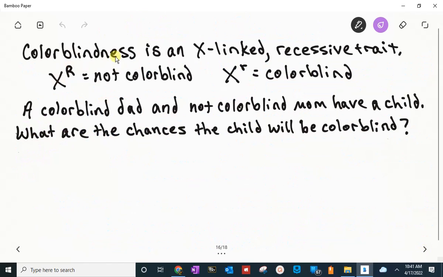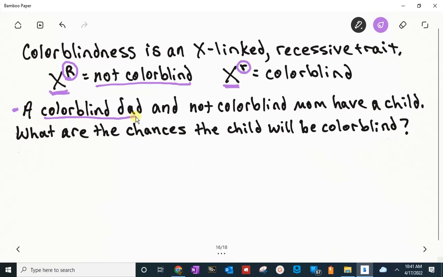So colorblindness is an X-linked recessive trait. So here's the X chromosome, and on the X chromosome, the dominant gene for not colorblindness would be the capital R. And here's the X chromosome, but the recessive trait for colorblindness would be a lowercase r. So the question is, a colorblind dad and not colorblind mom have a child.